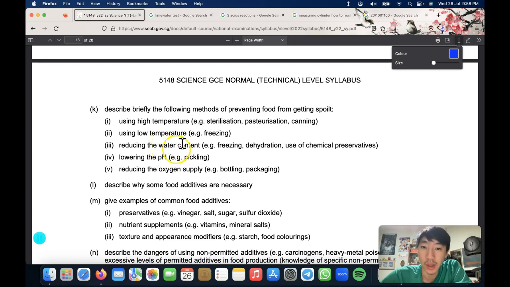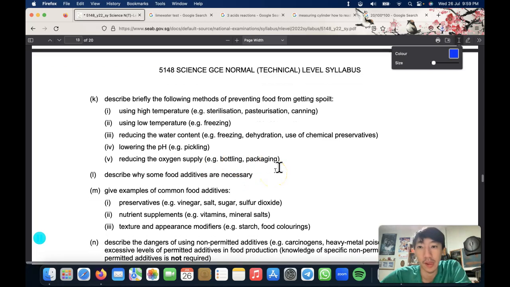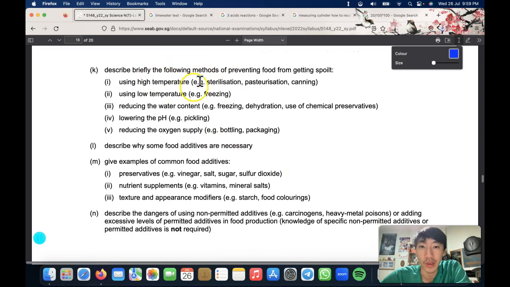Reducing the water content by freezing, dehydration, or using chemical preservatives. Remember, in some food packets you get this silica gel to actually help to remove the water. Pickling is to lower the pH, usually using vinegar. And then reducing the oxygen supply by bottling and packaging. So these are the ways that you can prevent food from being spoiled.